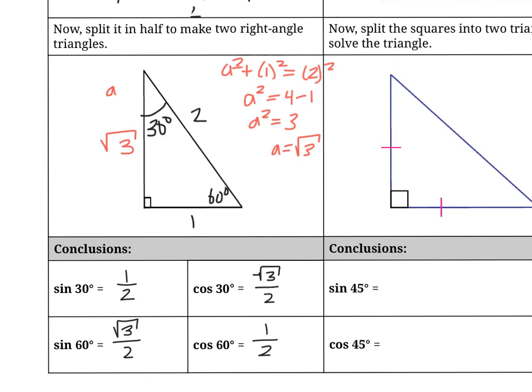So we just derived the exact ratios of the sine and cos of 30, as well as the sine and cos of 60. We could also do the same thing for tan. Let's try to do the same thing for 45 now.